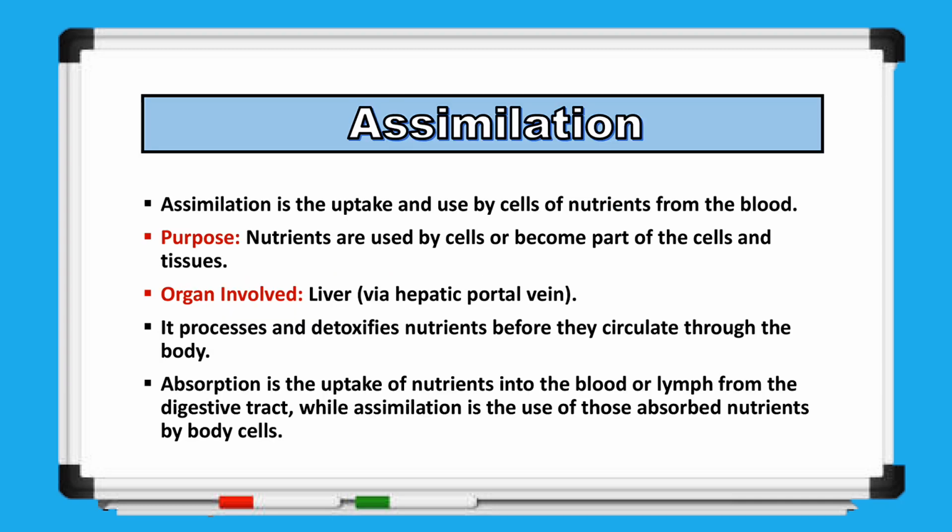Assimilation is the uptake and use of nutrients by the body's cells once they've entered the blood. The purpose is that the absorbed nutrients are either used directly by the cells for energy and vital functions, or they become part of the cells and tissues, helping with growth and repair.